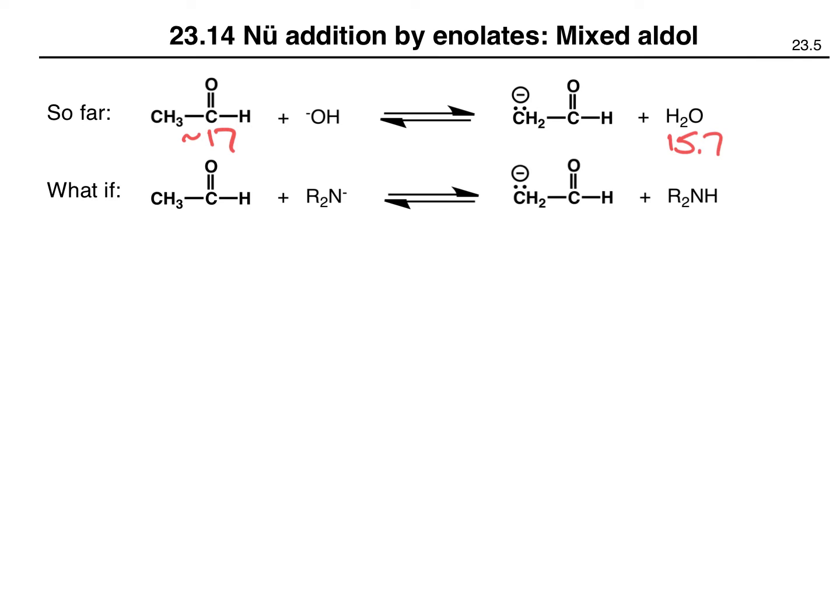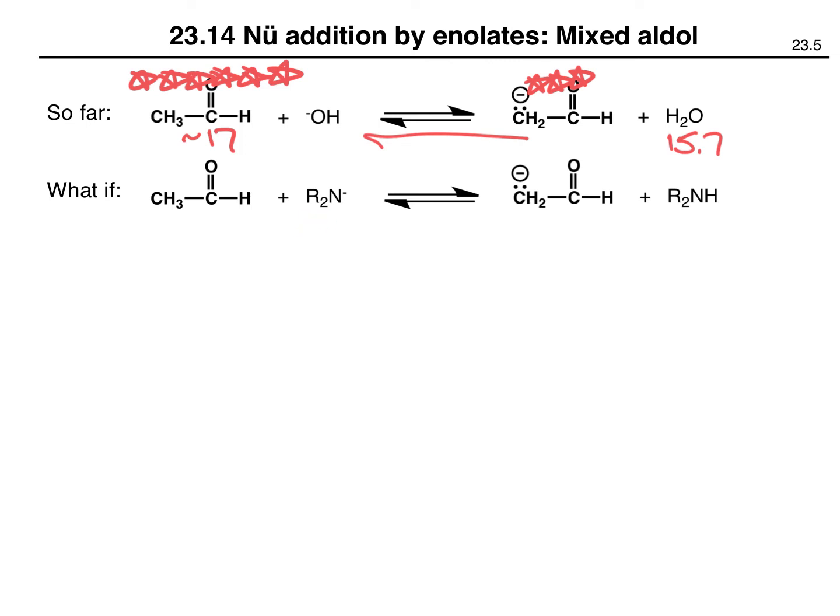Water is the stronger acid, which means equilibrium lies to the left. So that means at equilibrium, we have some enolate, but we have more aldehyde. That's great when we want to do self-addition because we have enolate present and we have aldehyde present, and so they can react together. What if we don't want aldehyde left over for this enolate to react with? Then we need to think about using a different base.